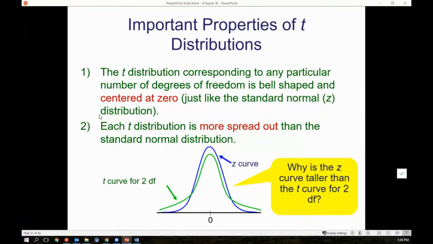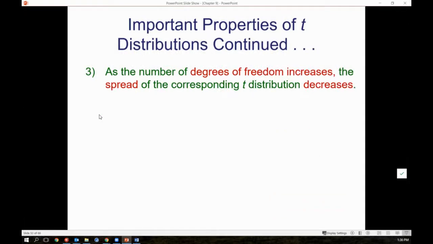Well, I kind of just answered that question. Why is the z-curve taller than the t-curve? Because the t-curve has thicker tails, so it's got to be shorter. The third property. As the number of degrees of freedom increases, the spread of the corresponding t distribution decreases.